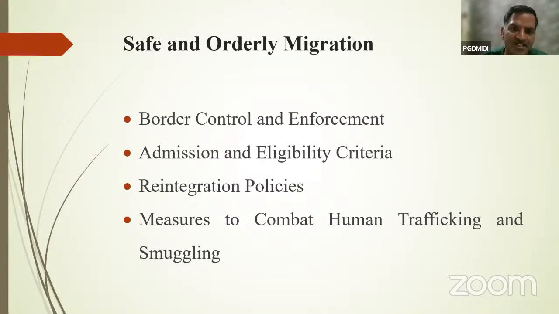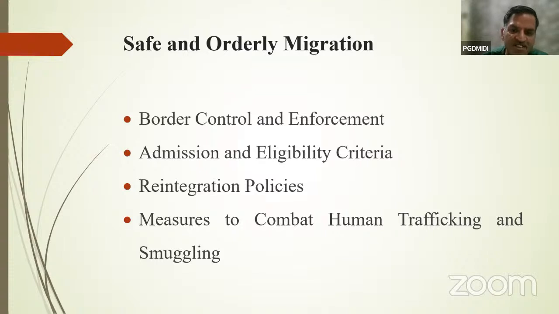Then safe and orderly migration. This includes border control and enforcement, because smuggling is not good for the migrant, the host country, or the home country. Only some middlemen benefit, and if you are caught, you will be returned, deported. So this is not a solution. That's why border control and enforcement is very important to stop trafficking. And trafficking can be very dangerous for migrants also.